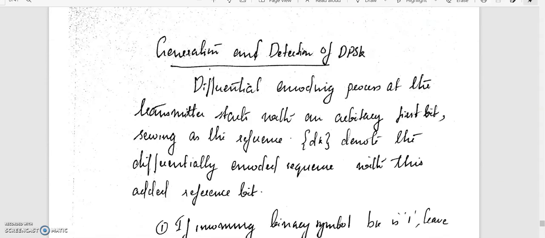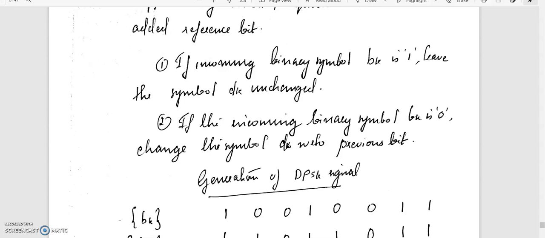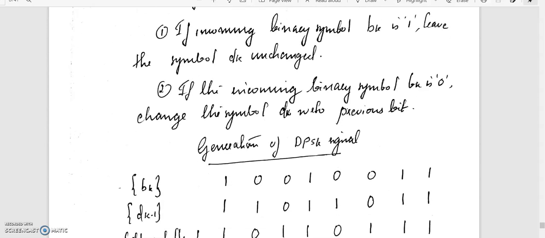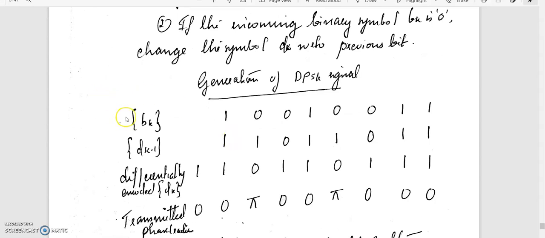Then how do we generate a DPSK signal, or detect the DPSK signal? First we move to the generation. For the generation of a DPSK signal, you first consider a binary sequence bk, with the binary sequence 1 0 0 1 0 0 1. This is my binary sequence. Now I have to generate the differentially encoded signal dk. For this, first I consider a reference bit, and here I take the reference bit as 1.